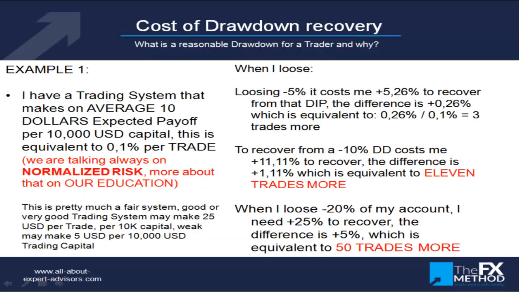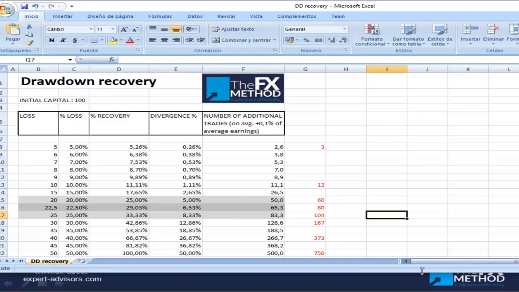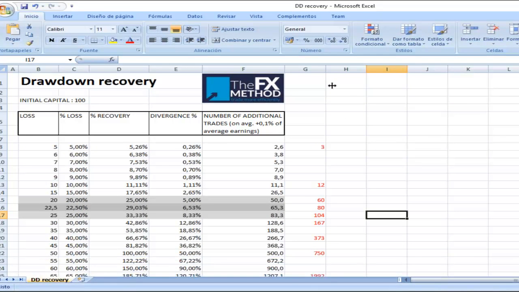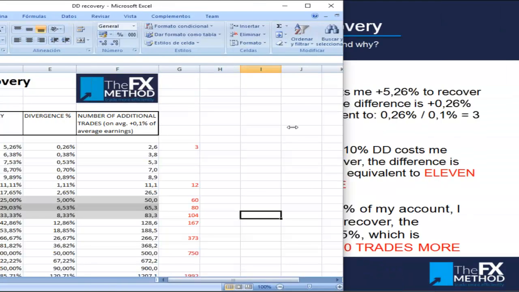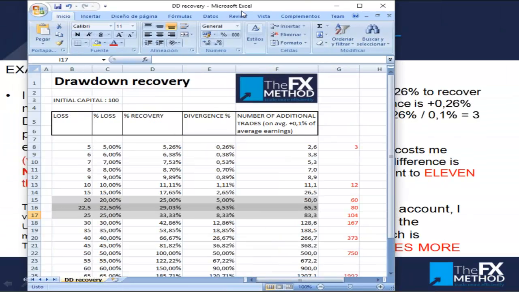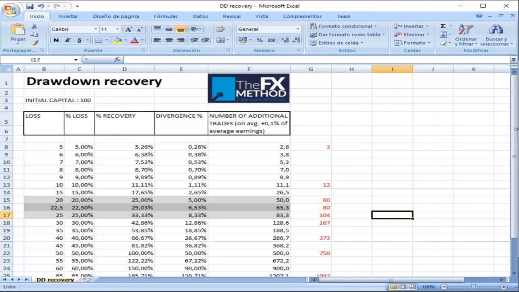So basically what we did is what I call the drawdown recovery table. And if you ask for it, I can send it to you, no problem. Just drop us an email at the end of the lecture, and we can send you this table so you have it. Actually, you should print it, because that's one of the most important tables that you will ever have as a trader.